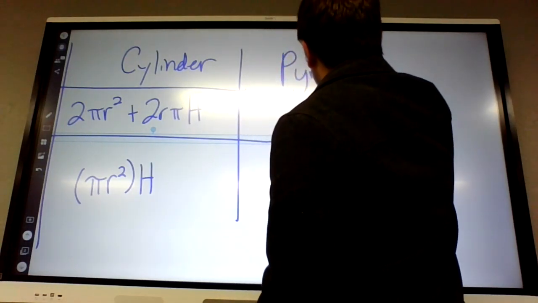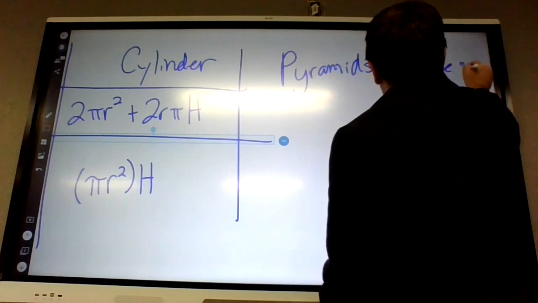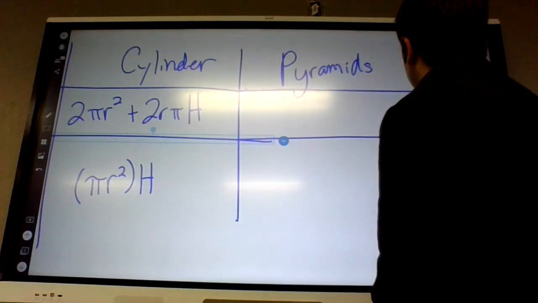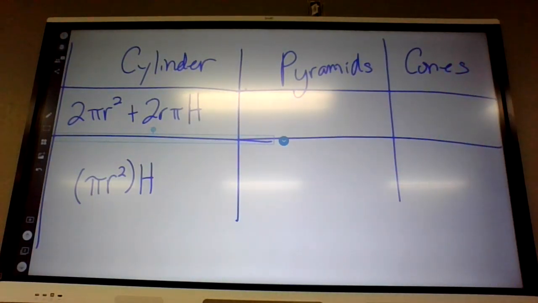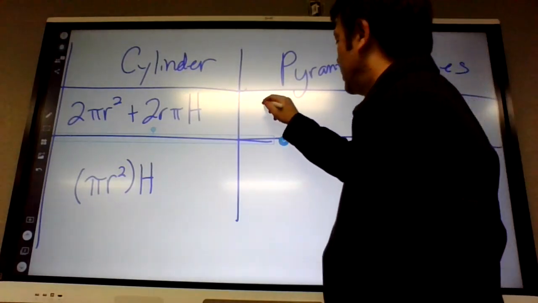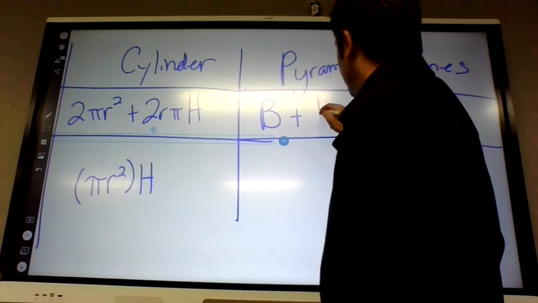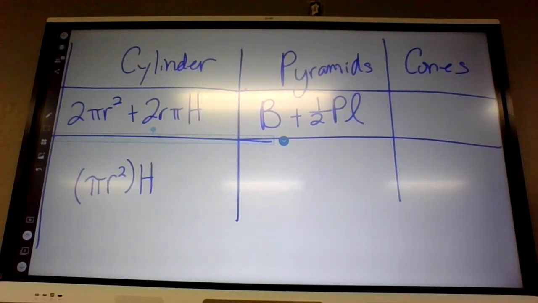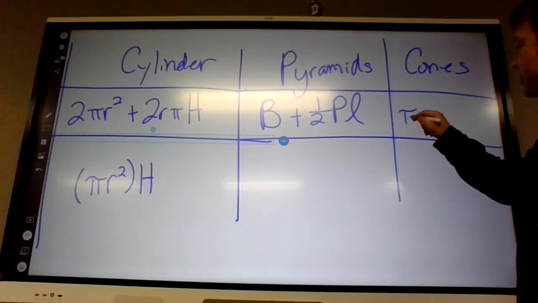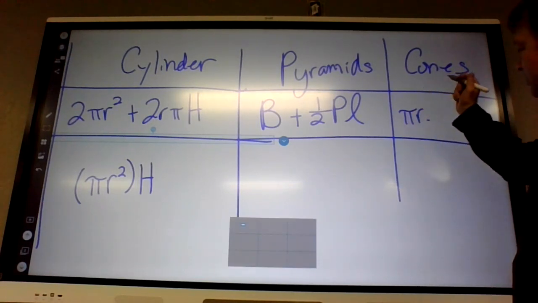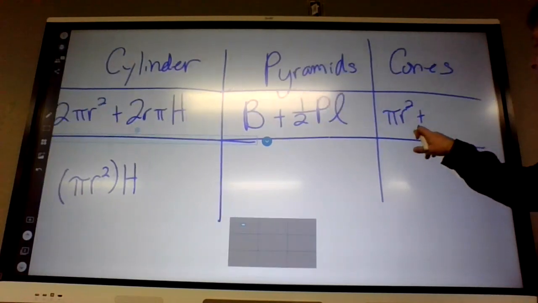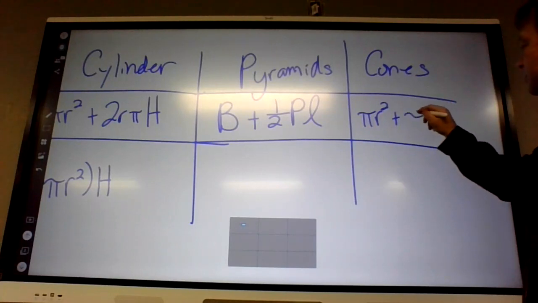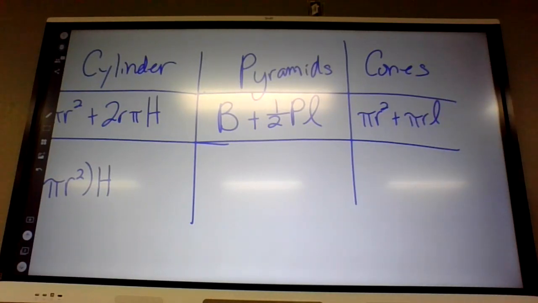Pyramids. So this would include everything we've done except for the spheres from yesterday. How do we find the surface area of a pyramid? Area of the base plus 1/2 perimeter times slant height. Slant height, because pyramids are slanted going up on the lateral. And for cones, the area of the base is pi r squared, plus the lateral surface area, which was pi r L, pi r times slant height.